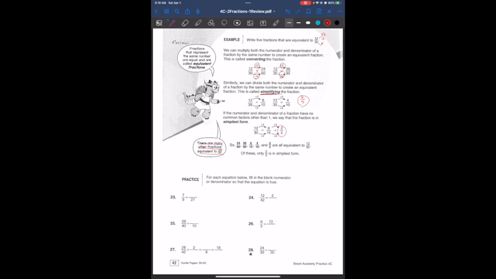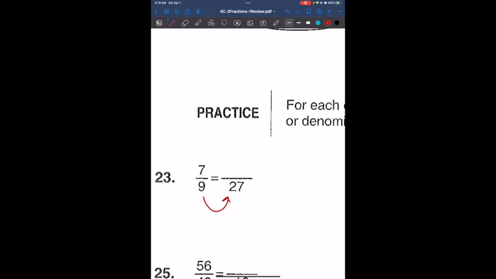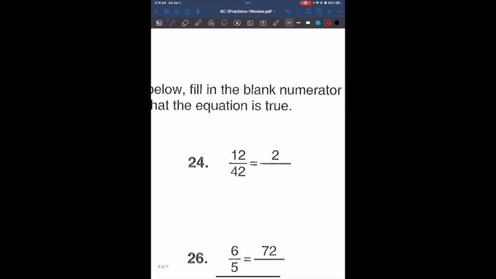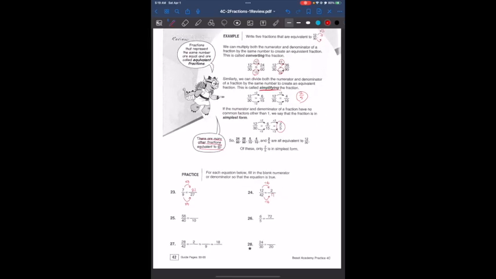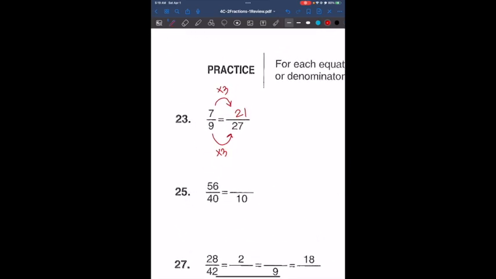And so it says, for each equation below, fill in the blank numerator or denominator so that the equation is true. So to get from 9 to 27, we multiplied by 3. So we're going to do the same thing for the numerator, and it became 21. From 12 to get to 2, we divided by 6. So we're going to divide 42 by 6, and that's going to give us 7. And then to get from 40 to 10, we divided by 4. So we're going to divide 56 by 4, and so that will give us 14.